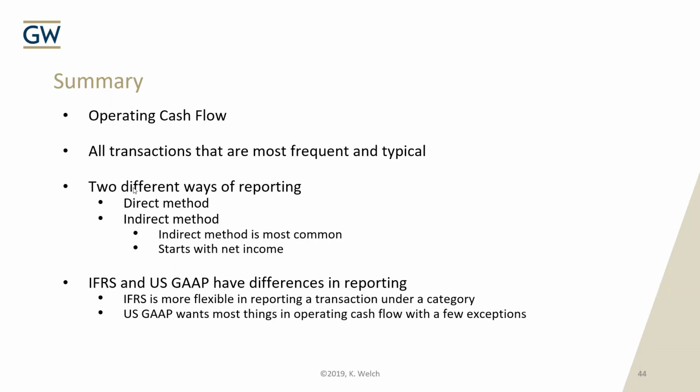So in summary, the operating cash flow statement consists of basically all the transactions that are most frequent and typical. There are two different ways of reporting your operating cash flow: the direct method and the indirect method. The indirect method is the most common. It starts with net income: IN for net income, and IN for indirect method. IFRS and US GAAP have differences in what they will report and include in operating cash flow. And it's because operating cash flow is the critical nugget that you're trying to figure out in the business, to see if it's very healthy or if it needs an injection of outside capital or something else to fix the problems. See you in the next video, where we'll talk about the investing activities and the financing activities in the cash flow statement.